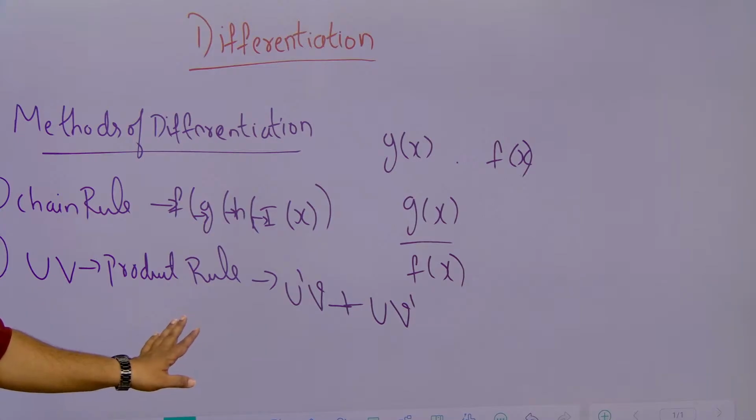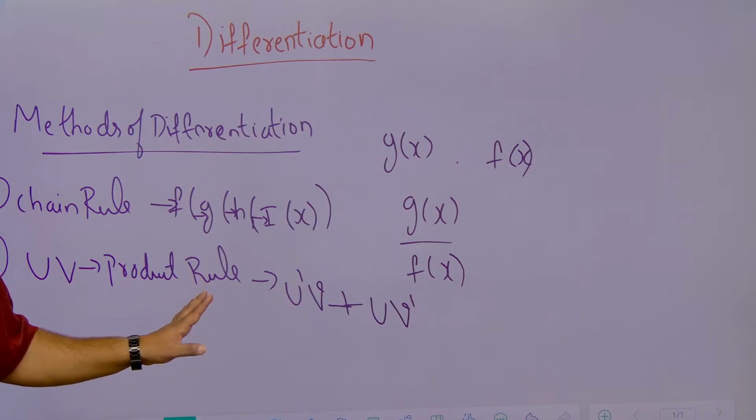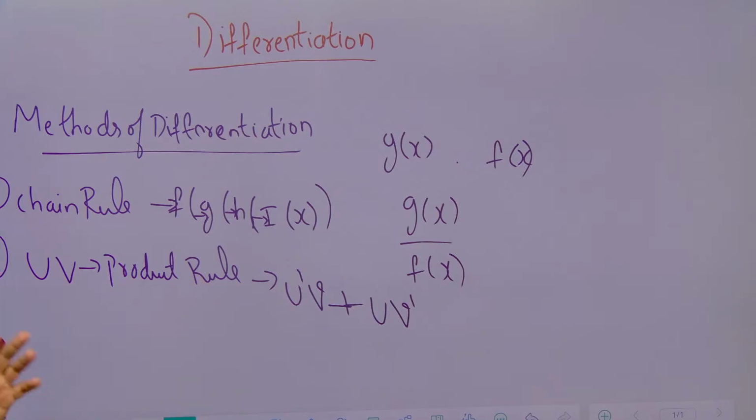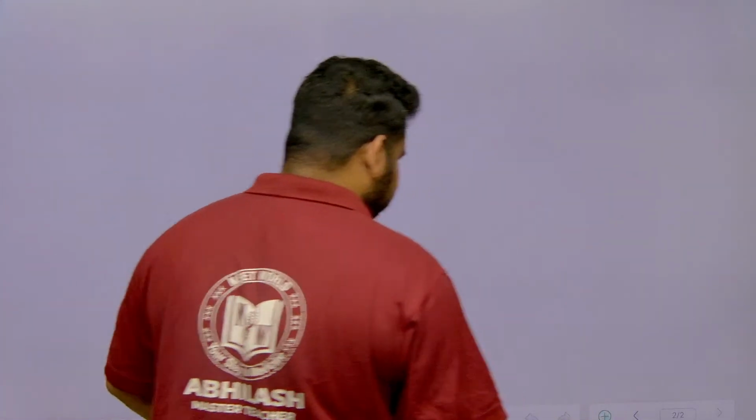This is the product rule. Then we have the quotient rule. Quotient rule, we will come back to it after doing some example questions on the product rule. Okay, so product rule is very important, especially for physics. Based on the product rule only you will be getting questions. Quotient rule you will get very rarely. Chain rule you will get, but product rule is very important. Now let us take up some questions.